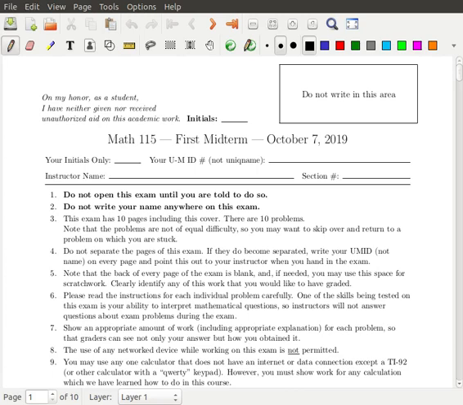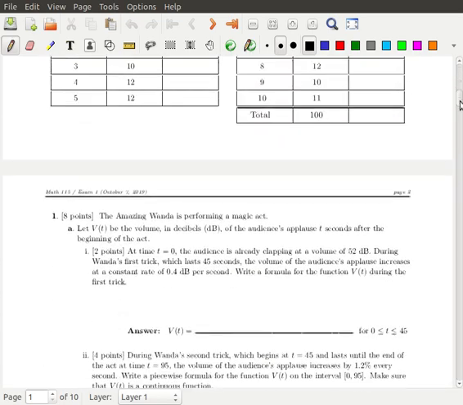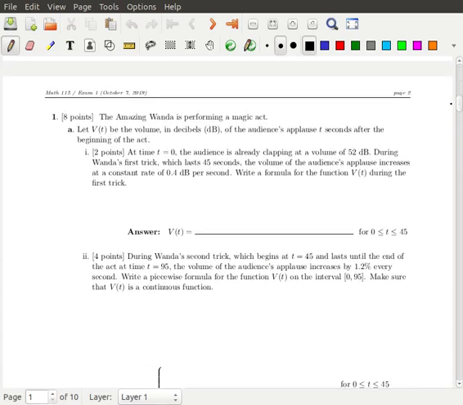Hi everyone, in today's video I'm going to be going through the first exam from Math 115 at the University of Michigan from fall 2019. Most of my explanations are going to be problem specific, but every now and then I'll talk a little bit about how this problem fits in with a typical exam and just sort of what to expect generally. So let's go ahead and get started.